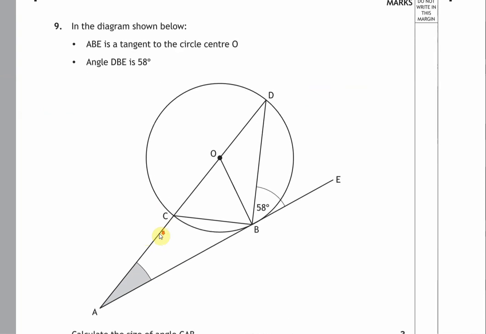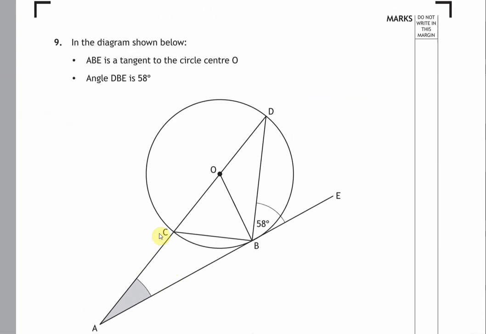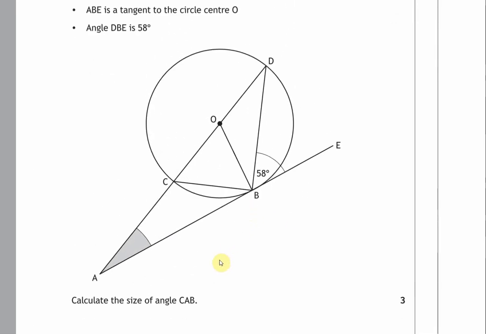Now question number 9 is an angles question. It says that ABE, so A, B and E, is a tangent to this circle, and DBE is 58 degrees. We need to calculate the angle size of CAB, so that's this shaded area here. So we have this triangle in here like so.